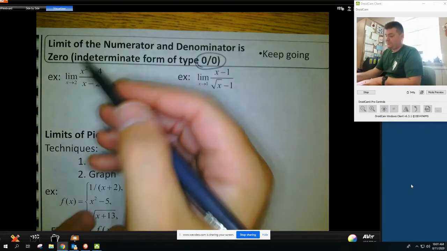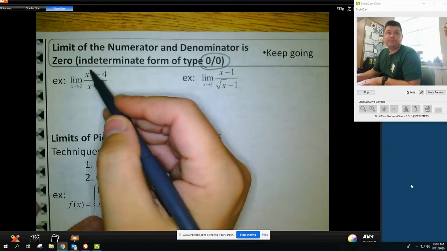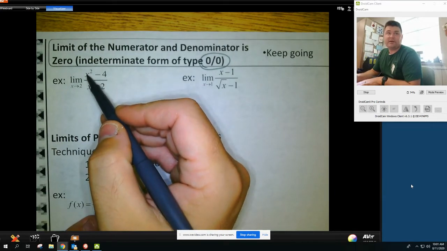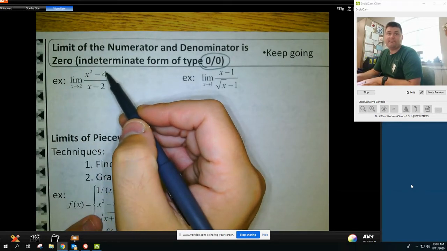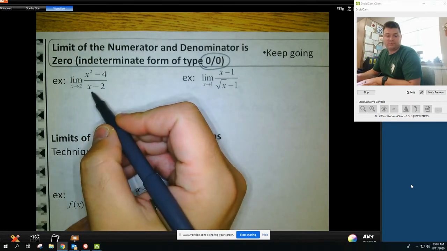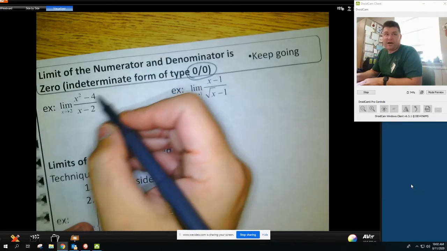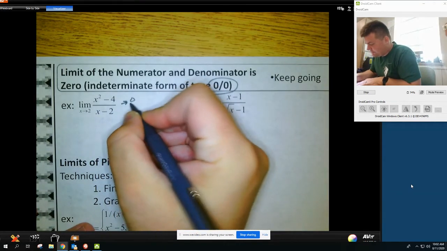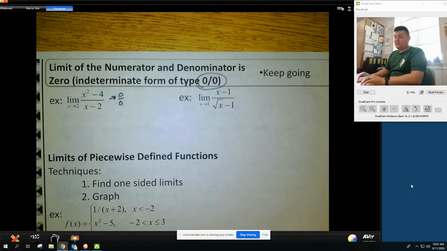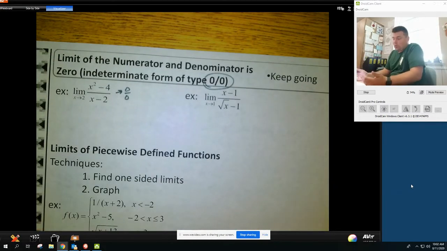So for this first example right here, when I plug in a 2, I'm going to get 2 squared, which is 4, minus 4, which is 0 on the top, and 2 minus 2 on the bottom, which is another 0. So I'm going to get 0 over 0. If you remember back from pre-calculus, that represents a hole. So we need to do something to rewrite this function so that I can plug a 2 in and it will work.